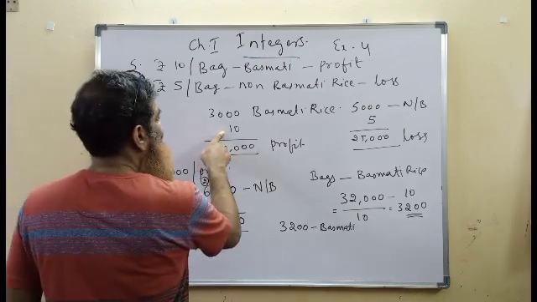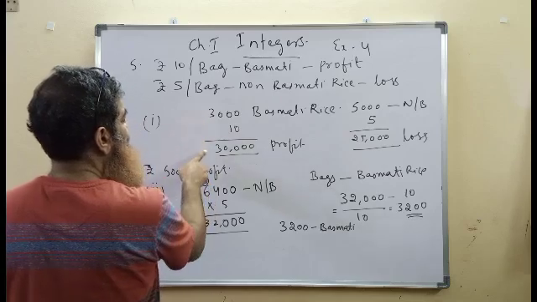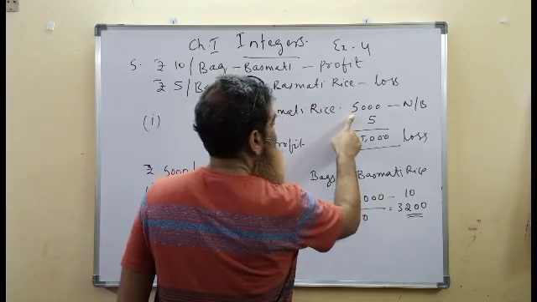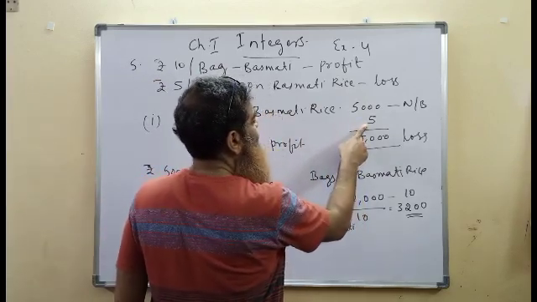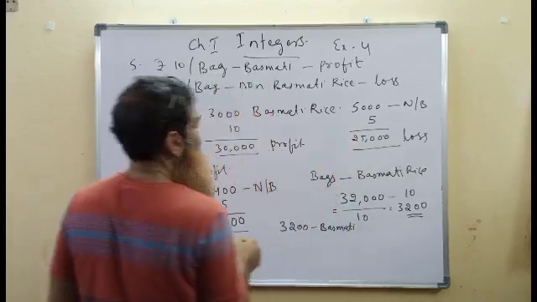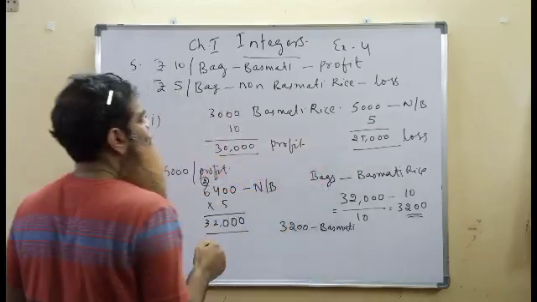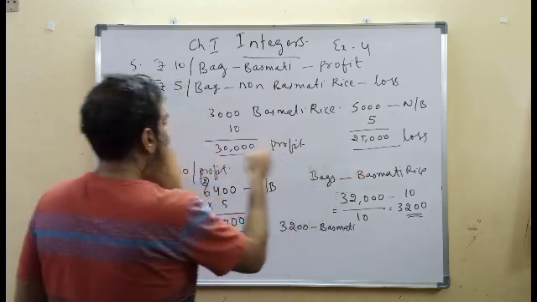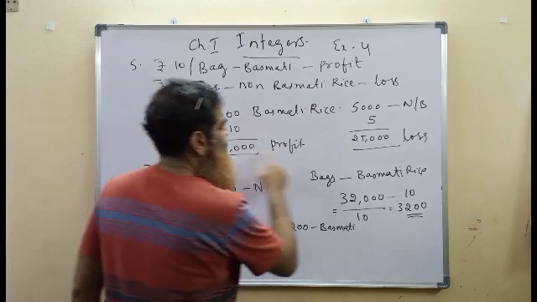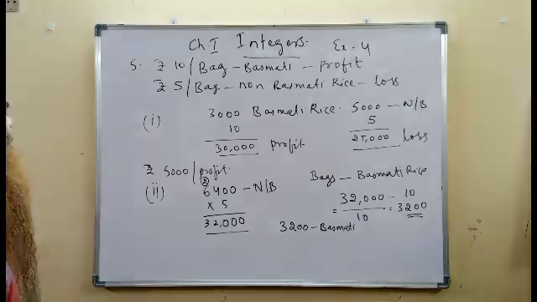At 10 rupees profit per bag, he sold 3,000 bags of basmati rice, so he made 30,000 rupees profit. By selling 5,000 bags of non-basmati rice at 5 rupees loss per bag, he incurred a loss of 25,000 in that month. So when the loss is deducted from profit, he made 5,000 rupees profit because his profit was 30,000 and his loss was 25,000. So he made a profit of 5,000 in that month.